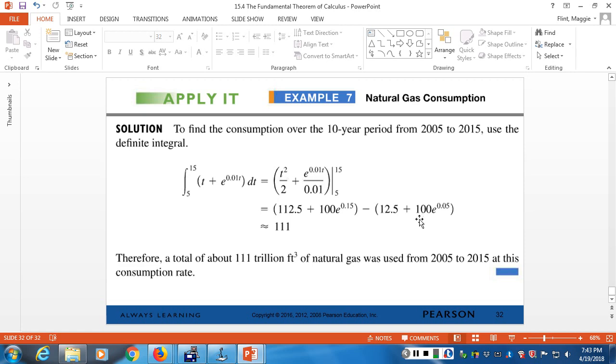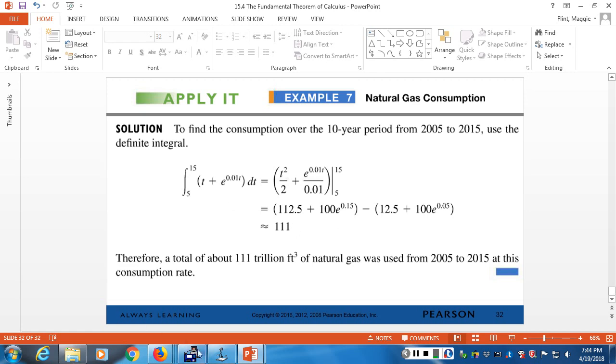And that comes out to be 12.5, and both of those come out to be 100 times e to the 0.15 for the first one and 0.05 for the last one. Because dividing by 0.01 is the same as multiplying by 100. So that's where that 100 came from. It comes from dividing by the 0.01. And it comes out to be about 111 trillion cubic feet of natural gas.